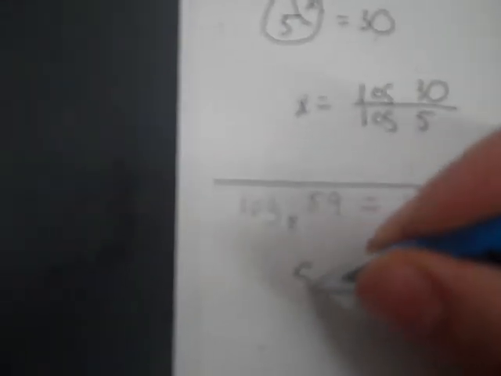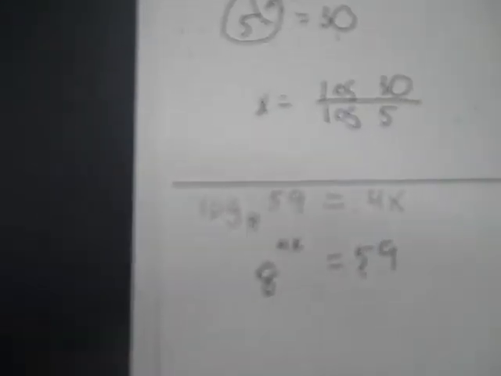Okay, next problem. This one's slightly different. So you've got 8, and the power's not going to be x. The power's going to be 4x, because on these all you have is x. So it's 8 to the 4 times x power equals 59.